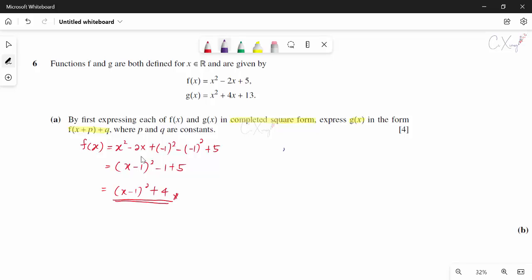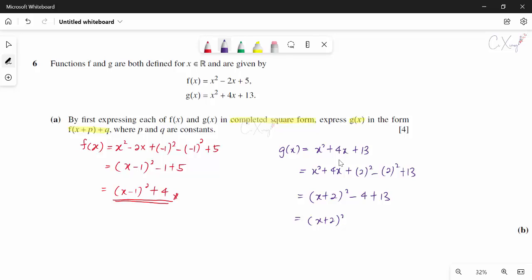Then we complete the square for g(x). We have x squared plus 4x plus 13, and our b for this function g is 4. So we have x squared plus 4x, we take b divided by 2, so we have 2 squared minus 2 squared, then plus 13. After that, we simplify the first three terms into a bracket, then minus 4 plus 13. From here, the answer will be (x plus 2) squared plus 9.